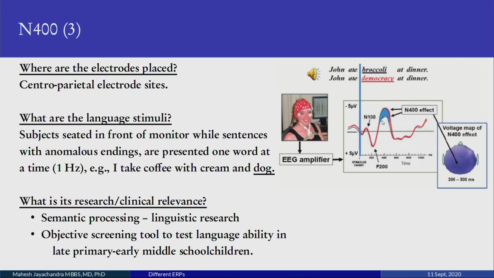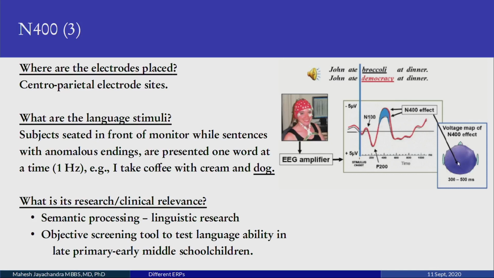And here on the right, you see a subject, she's got an electrode cap with probably 64 electrodes, and the different stimuli which are given are John ate broccoli at dinner, and John ate democracy at dinner. So democracy will give the N400. And here you see the N400 effect over here. And most of the action, when you look at a heat map, it's fronto-central parietal. This whole area is activated.